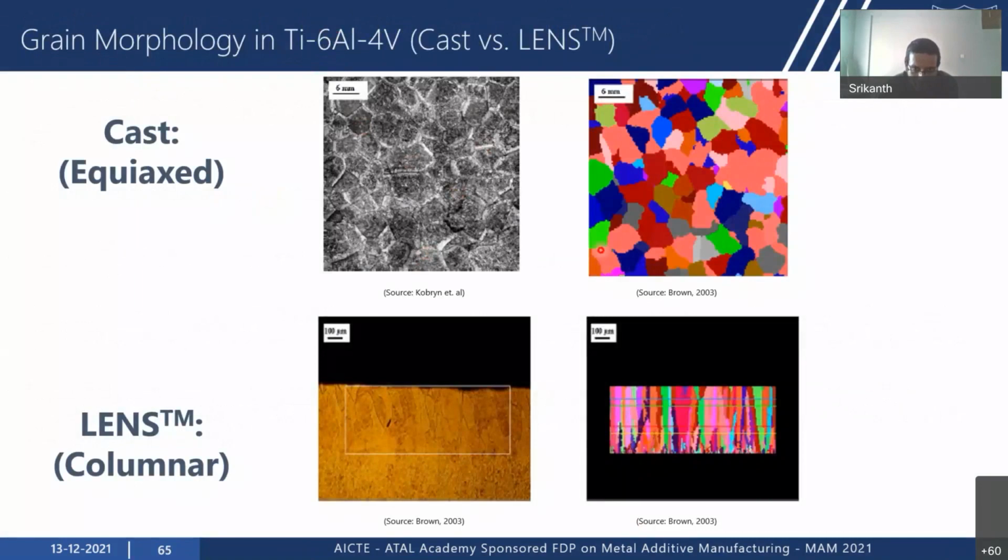I'm just showing an example here. This is what we know as equiaxed morphology. This is the cast Ti-6Al-4V. This is what was predicted. This is from the literature. This is not the work done by my research group. They have used cellular automaton finite element modeling to predict the grain morphology in LDD deposited Ti-6Al-4V. So this is the cast Ti-6Al-4V itself. This is the grain morphology in LENS deposited Ti-6Al-4V. This is columnar morphology, long elongated grains, and this is the grain morphology predicted using the CA cellular automaton modeling technique, which shows a columnar morphology.